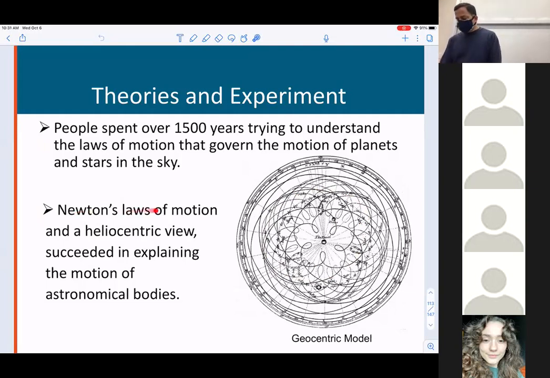And then, of course, Newton and Copernicus and all these people came along, and they realized that actually you can explain all these weird motions, all these weird paths, if you're just willing to give up that we are not at the center. The sun is at the center, the heliocentric model, and we're one of many planets going around.